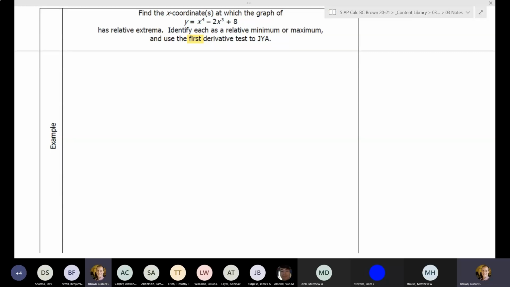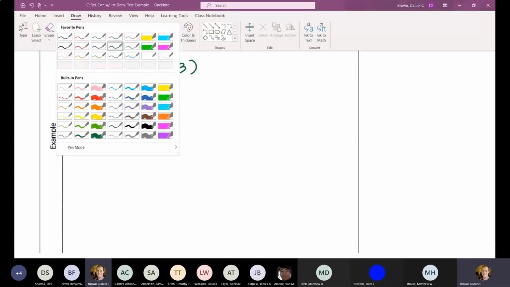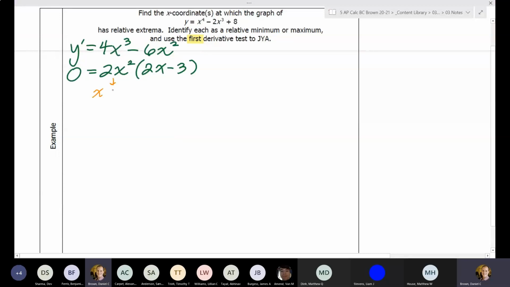Well, if I'm using the first derivative test, I clearly first need to find the first derivative. So x to the fourth becomes 4x cubed, minus 3 comes down in front with the 2, new exponent is squared, 8 goes to 0. And again, solving this, we're going to set it equal to 0. There's no denominator, so there's not really going to be a place where the derivative is undefined. And so we can see we do have some critical points on the graph. Those critical points are at x equals 0 and x equals 3/2.